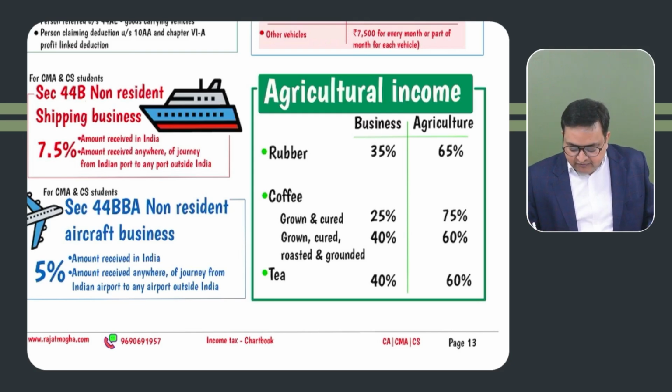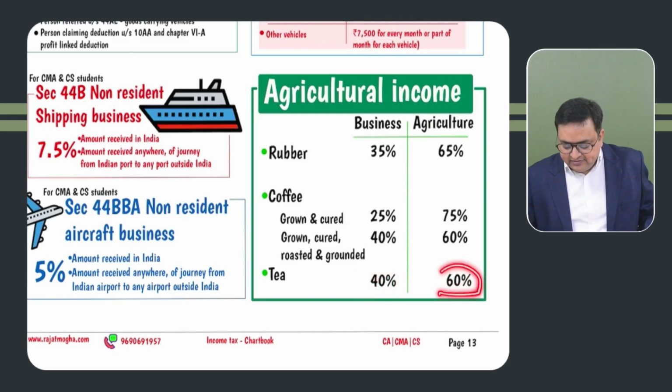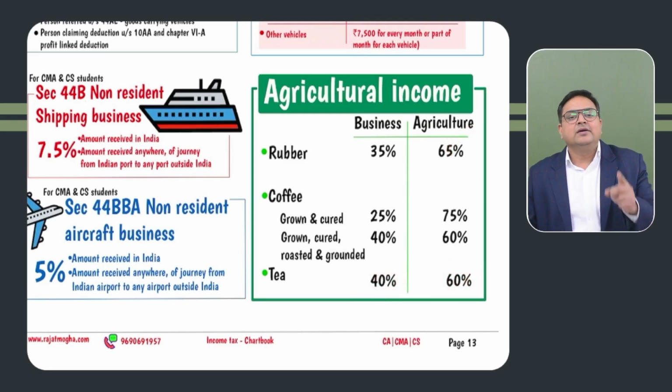So please remember, if the person is carrying on rubber business, coffee business, and tea business, we have a specified percentage. For tea business, it is 40% and 60%. For rubber business, it is 35 and 65. And please remember, the majority is going towards agriculture. See, 40, 60. What is the majority? 60. 60 is going towards agriculture. For tea, 40, 60, rubber 35, 65.